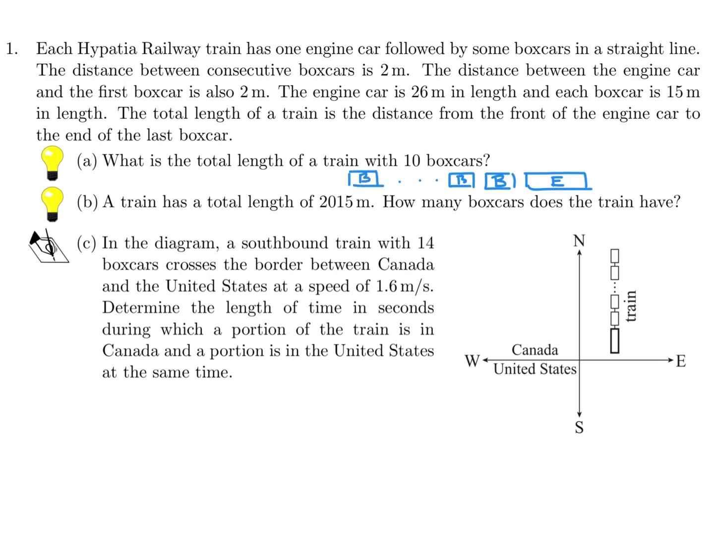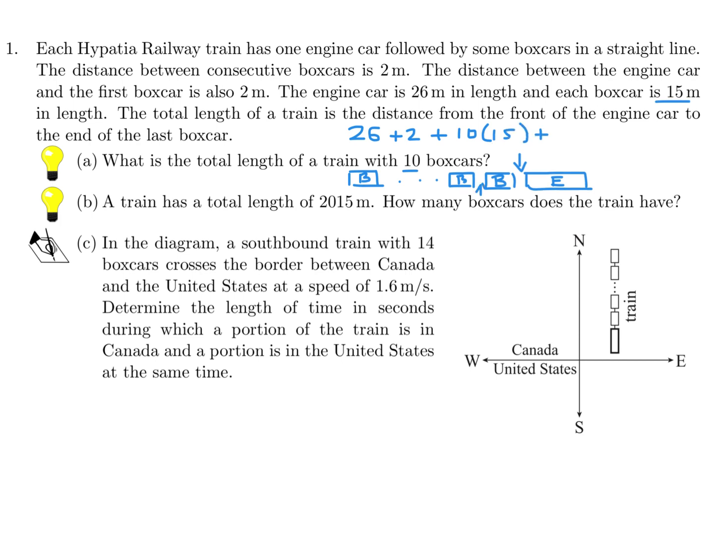So the distance would basically be the first engine, which is 26, and then the space here, which is 2, and then the total number of boxcars, which in this case is 10. So 10 boxcars times the length of each boxcar, which is 15. And then, of course, you can't forget about the spaces.